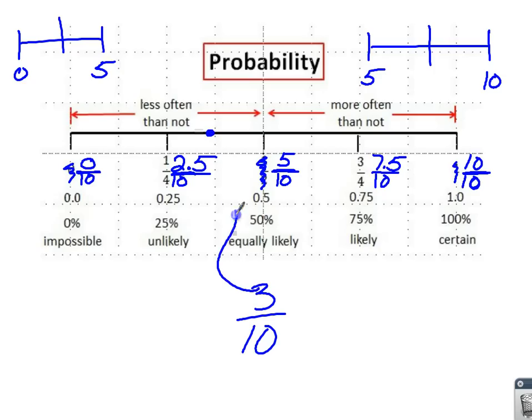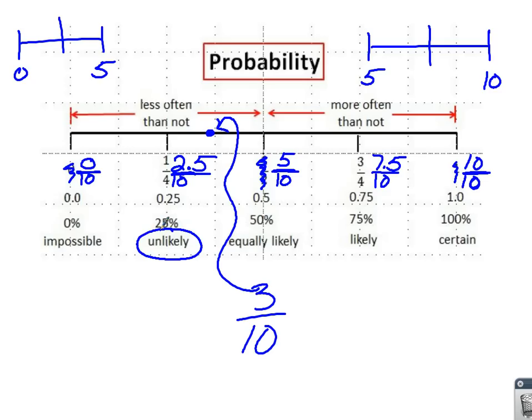So we can draw the little arrow. 3/10 is going to be somewhere between 1/4 and 1/2. So what's the likelihood of this event occurring? If I were to put my hand into a bag of marbles and pull out one of these 3 blue marbles, what is the likelihood? I think it's between unlikely to occur and equally likely to occur, probably closer to unlikely.